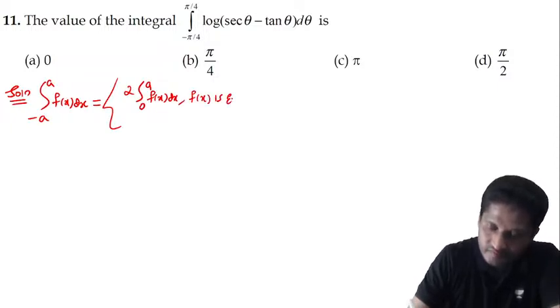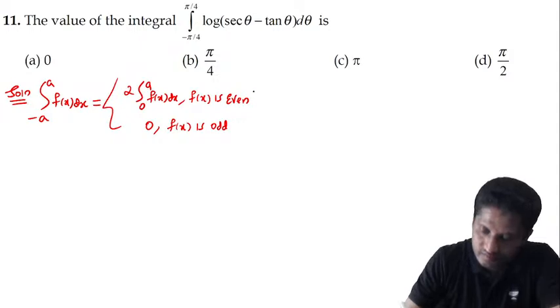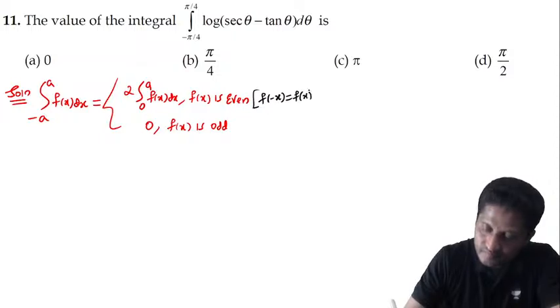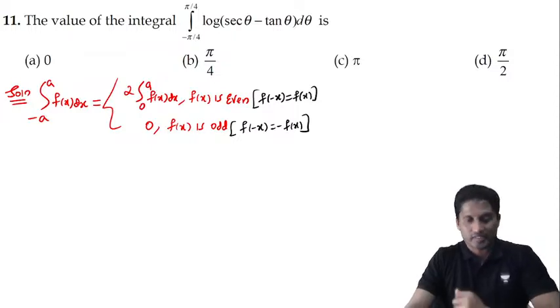If f(x) is even, then this integral is equal to 2 times the integral from 0 to a, and it is equal to 0 if f(x) is odd. We call an even function one where f of minus x is equal to plus f of x. We call an odd function one where f of minus x is equal to minus f of x. So let us check whether it is an even function or an odd function.